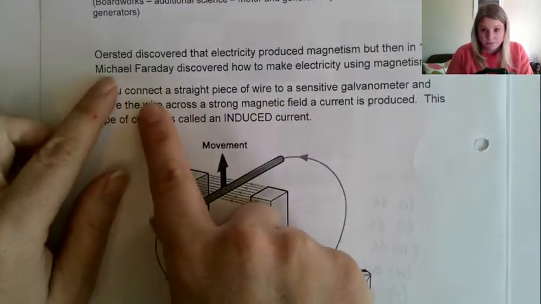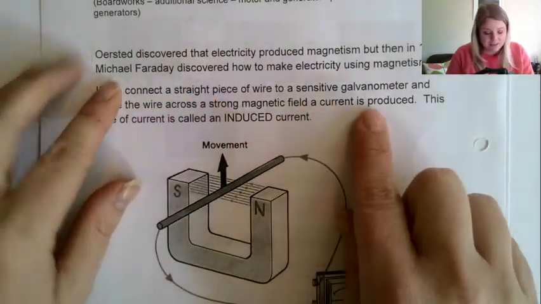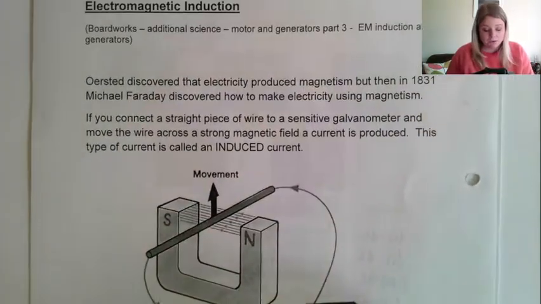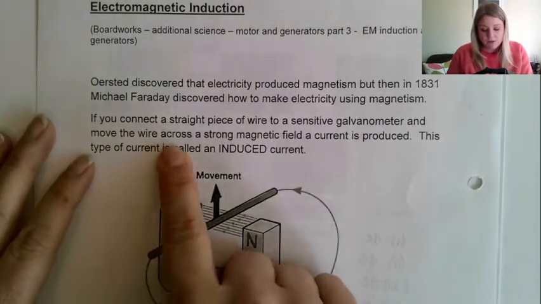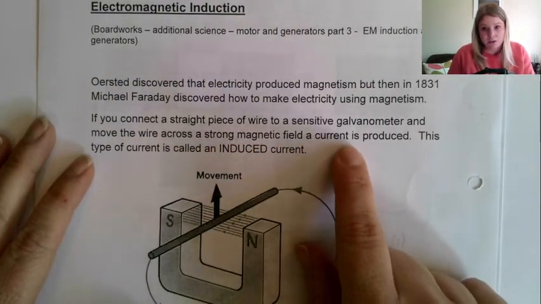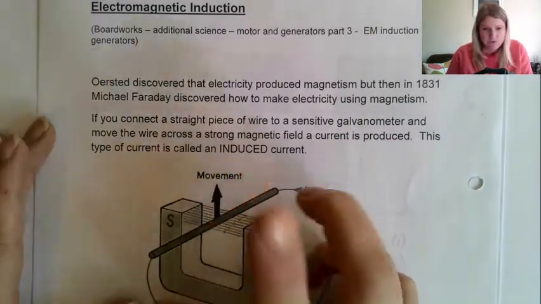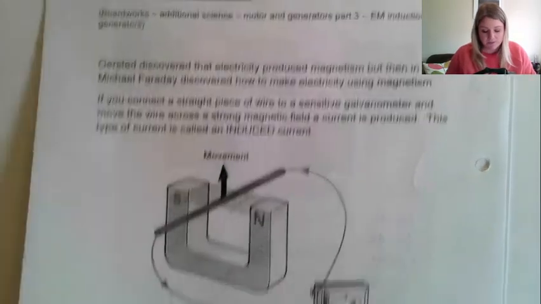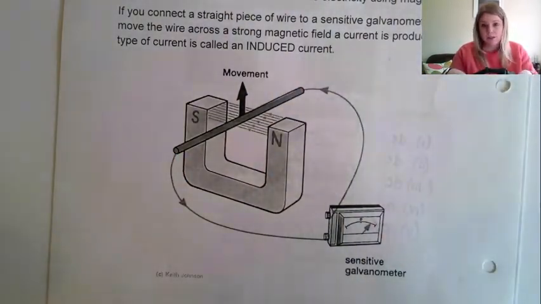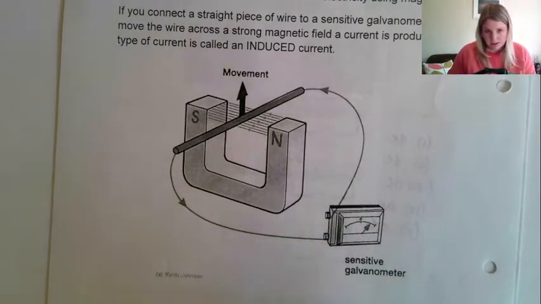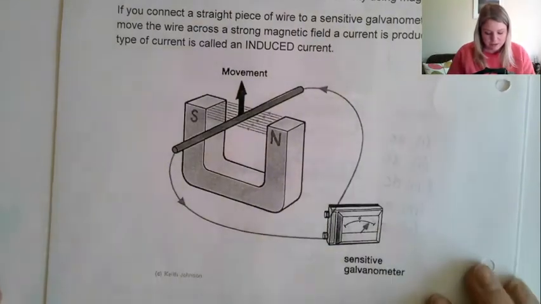Okay, so if you connect a straight piece of wire to a sensitive galvanometer, that's just like an ammeter that reads really small values, and move the wire across a strong magnetic field, a current is produced. So this type of current is called an induced current. Okay, so there's a few terms that we're going to have to get used to here. But if we just move a wire within a magnetic field, if the magnetic field is strong enough and you have an ammeter that reads a small enough current, you will find that you get a wee current being produced. Now, there's a little bit more to it than that, but that's the crux of it.